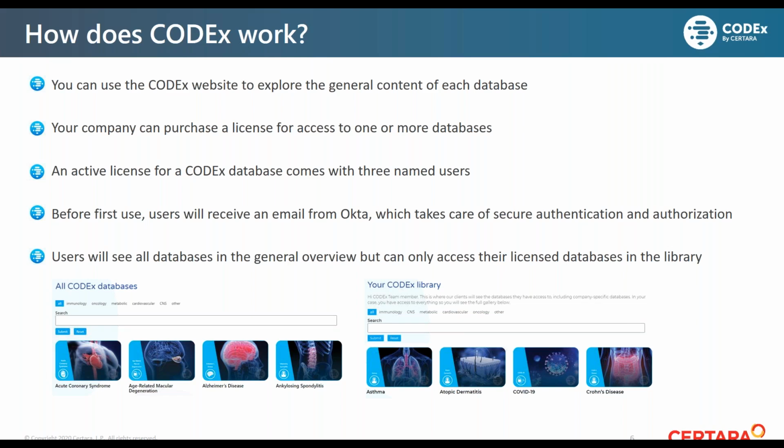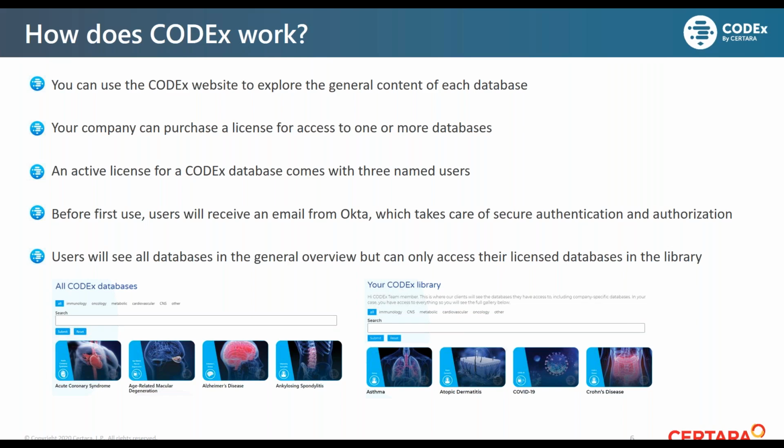So how does CODEx work? Well, as I said before, the main moving part for you as a user is the portal or the CODEx website. And that, first of all, allows you to explore what we have out there. Your company can purchase a license for access to one or more databases. And when they do, the access to one database comes with a number of named users. So right now it's 3. Additional users are an option, and many companies do have additional users.